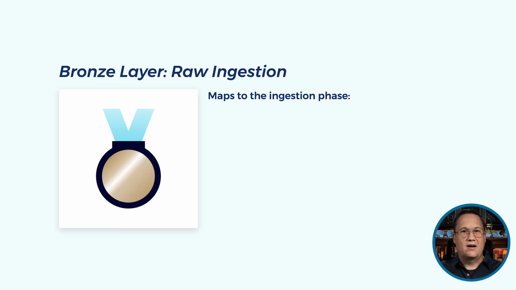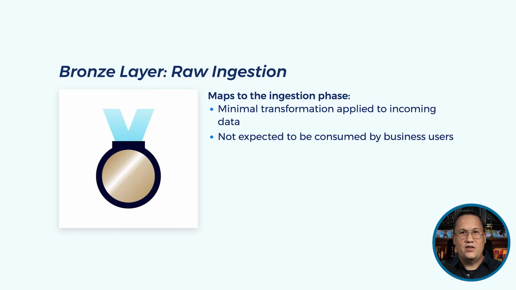The bronze layer maps directly to the ingestion phase we discussed earlier. Here, minimal transformation is applied to the incoming data. We're just getting it into our system. Data in the bronze layer is typically not being consumed by business users or analysts. The key principle is preserving the original data structure and format as much as possible.